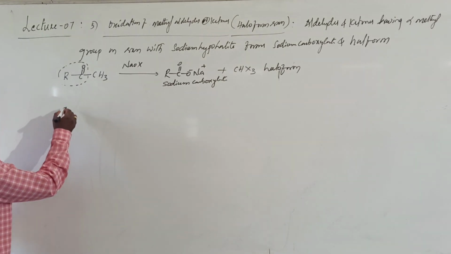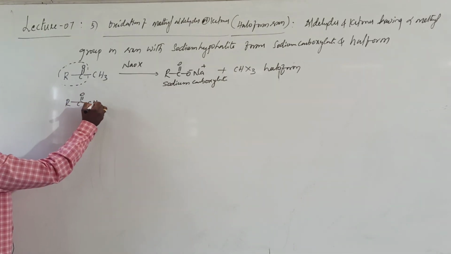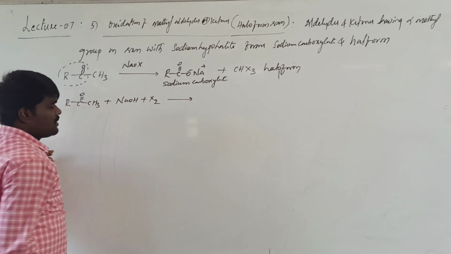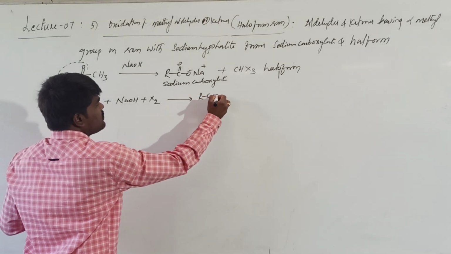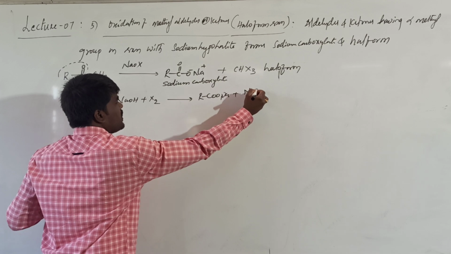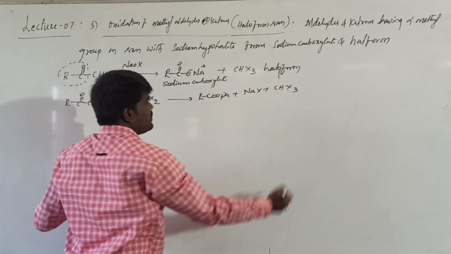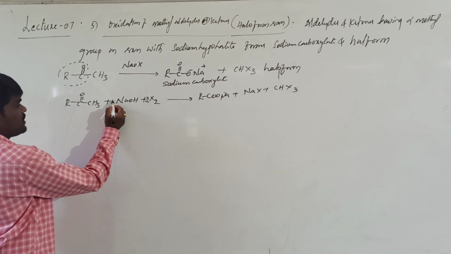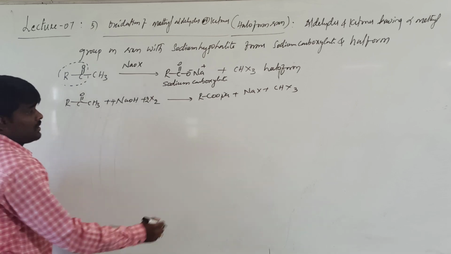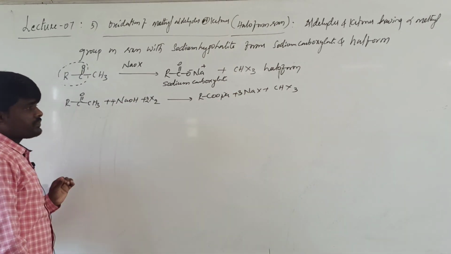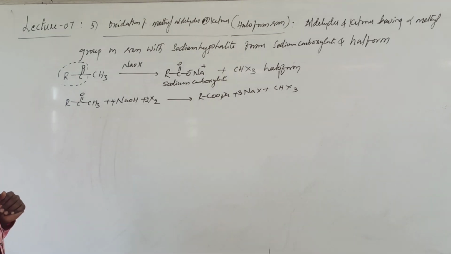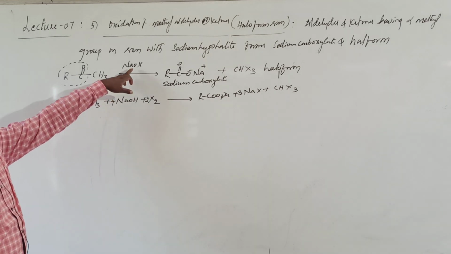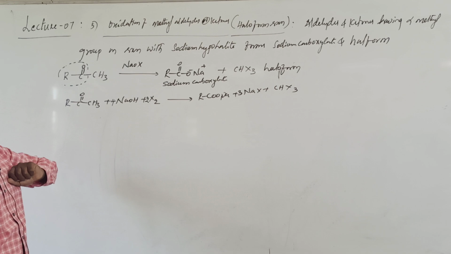Actually, this reaction can also be given in this form: RCOCH3 plus NaOH plus X2 forms RCOONa plus NaX plus CHX3. If you want to write a balanced reaction here, take 2 moles of halogen and 4 moles of sodium hydroxide, it will form 3 moles of sodium halide. Why we represent it in this form: sodium hydroxide on reaction with X2 forms sodium hypohalite. This is what we call sodium hypohalite.